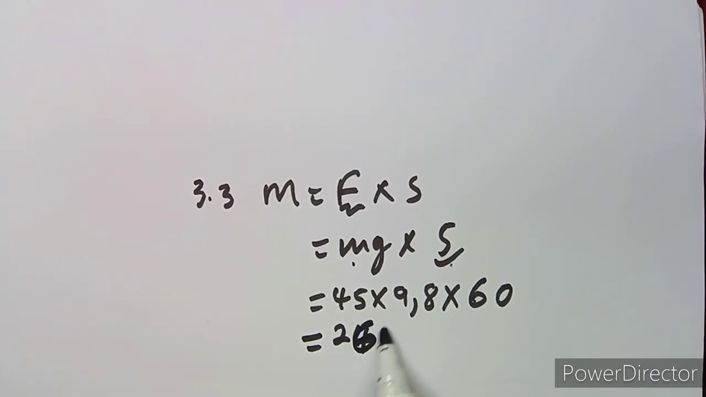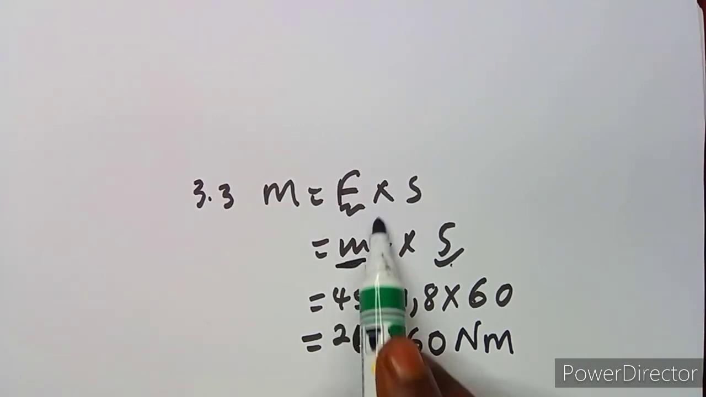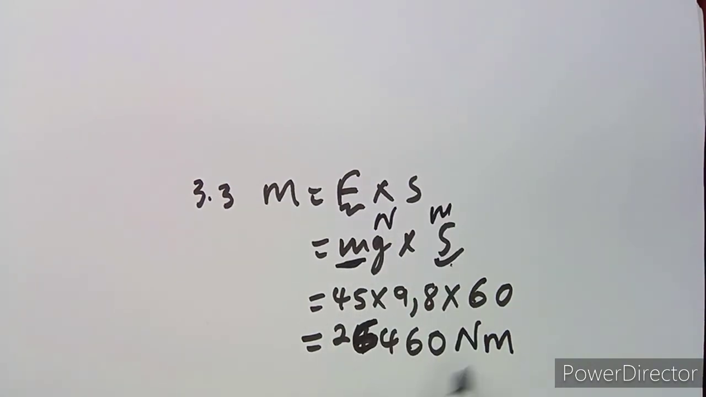You're going to obtain something like 264, 26,460. Thank you for seeing that. So it's going to be 26,460 Newton meter. The weight is in Newton and the distance is in meters, so it's going to be Newton meter. That is the possible momentum that you shall have for this man.